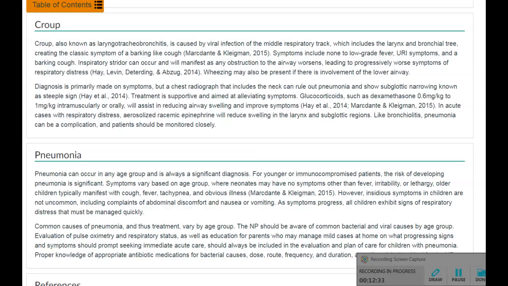Diagnosis of croup is primarily made on symptoms, but a chest radiograph that includes the neck can rule out pneumonia and show subglottic narrowing known as steeple sign. Steeple sign is a subglottic narrowing, and it is characteristic of croup.